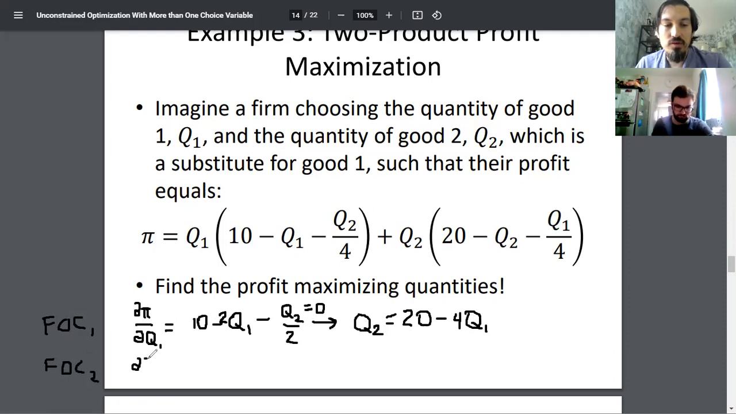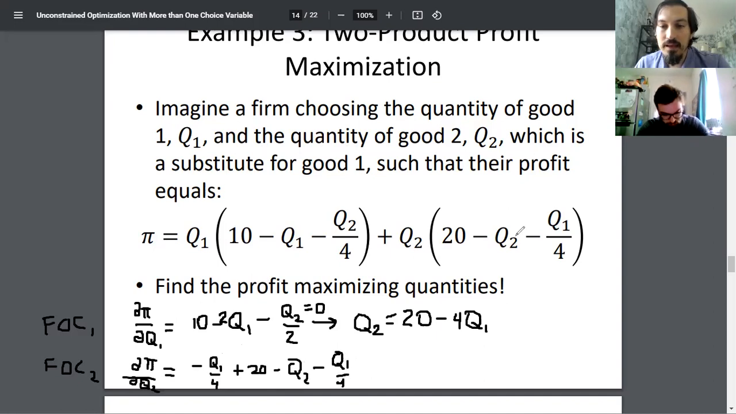Of course, that's d pi dq2, just because it's pretty clear that Q1 is the first choice variable and Q2 is the second. By the same arguments, it's going to be negative Q1 over 4, plus 20 minus Q2. You can check me on this, minus Q1 over 4. Now there's this term where I take the derivative of the inside, which is -1, and multiply it by this term, which is a negative minus Q2.